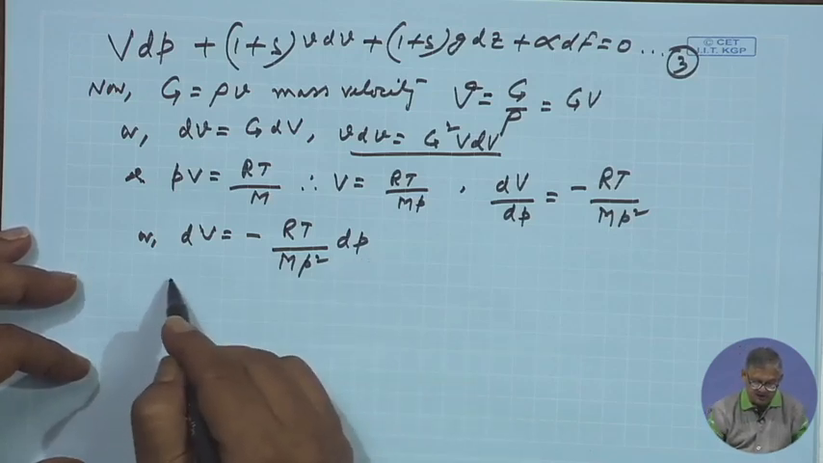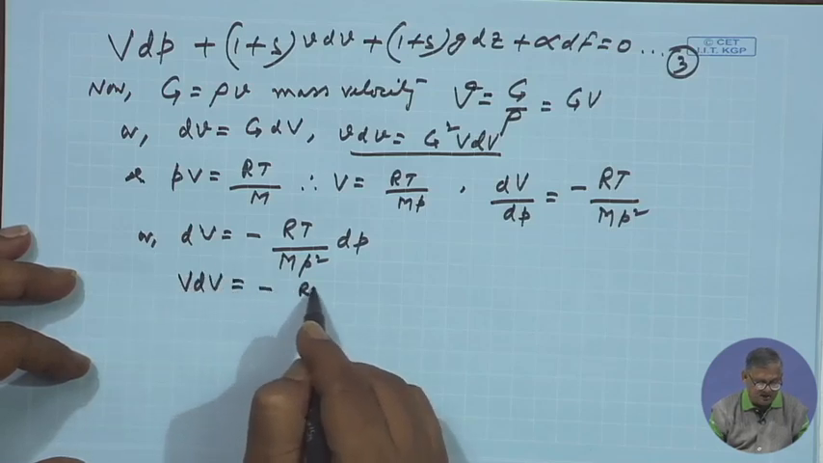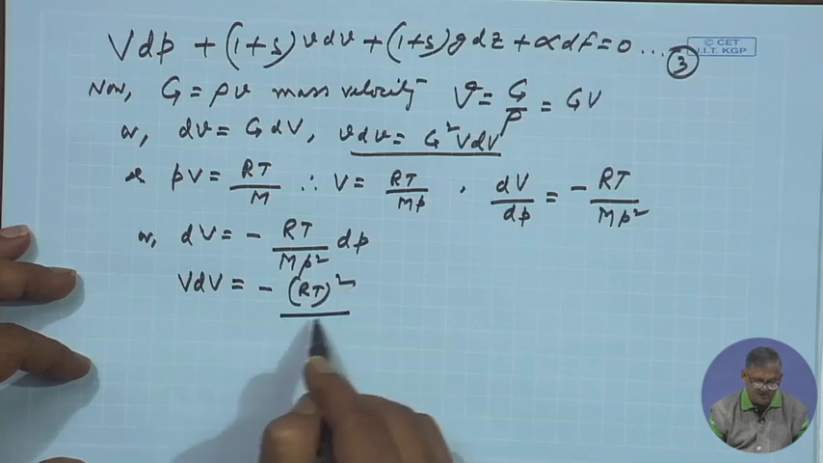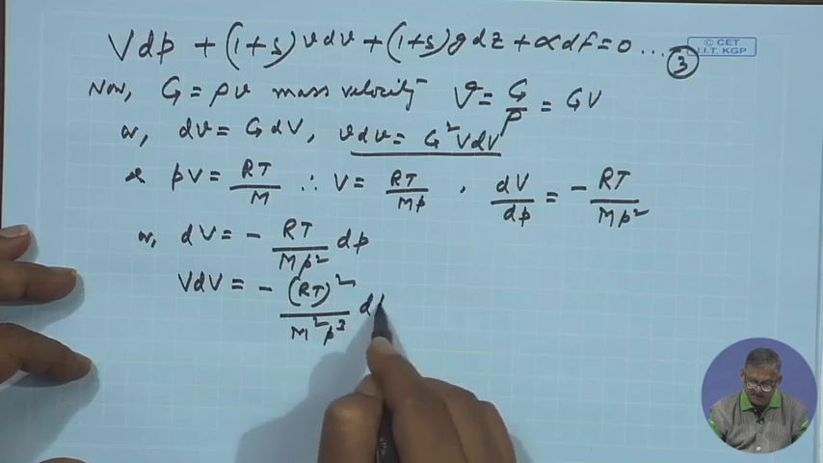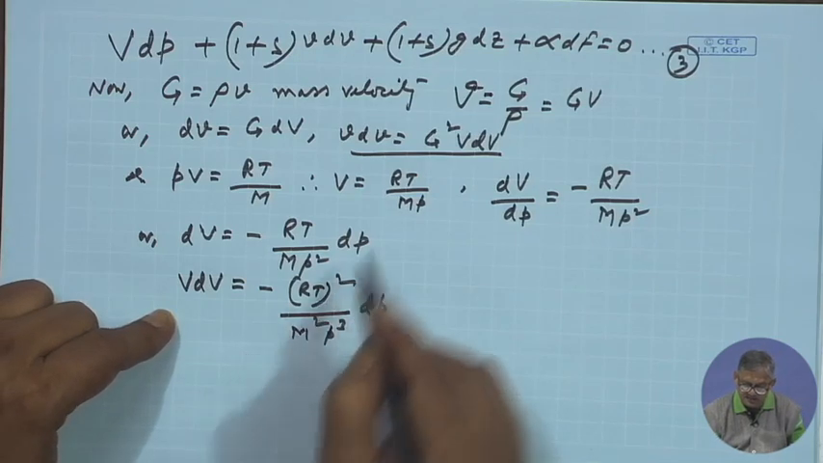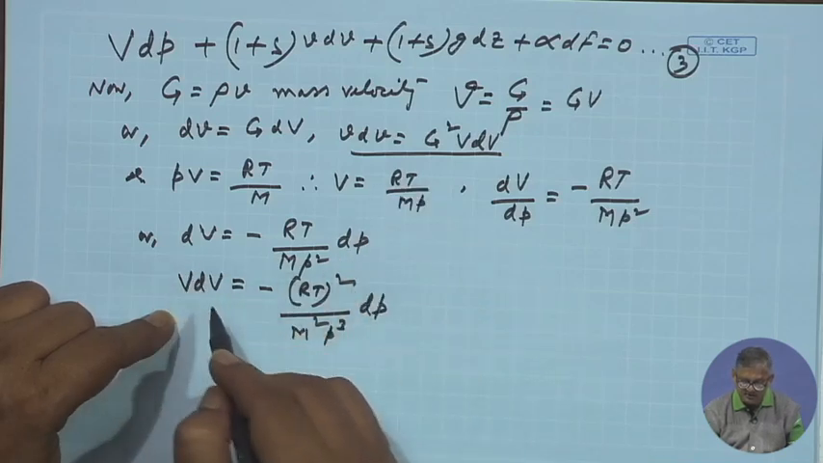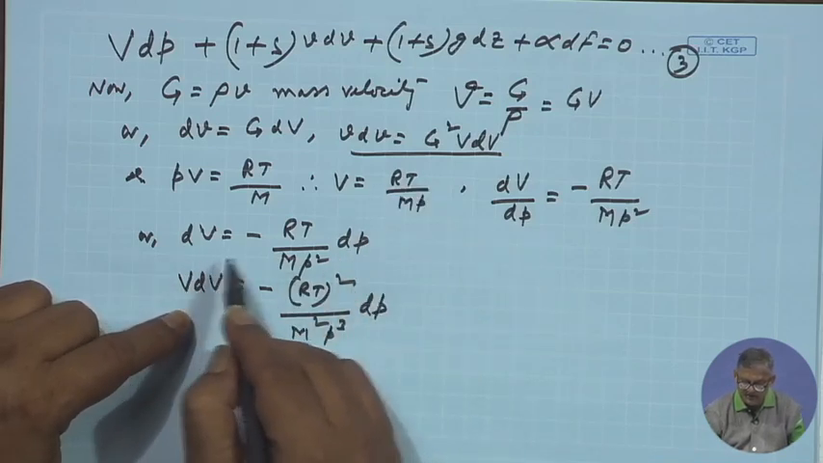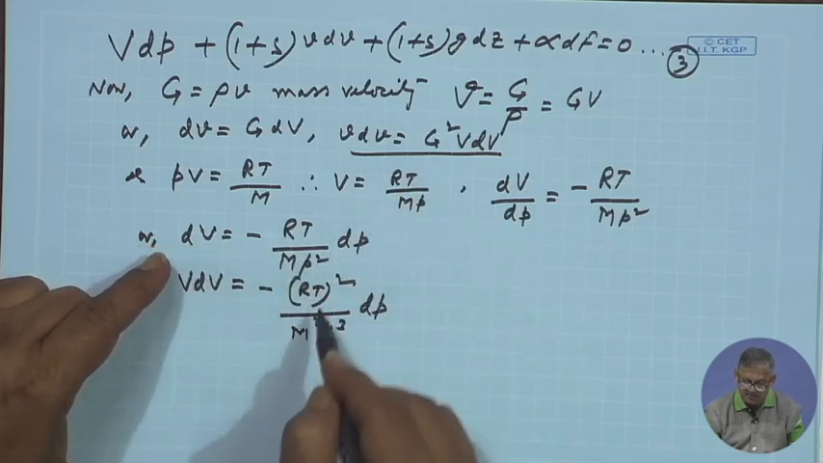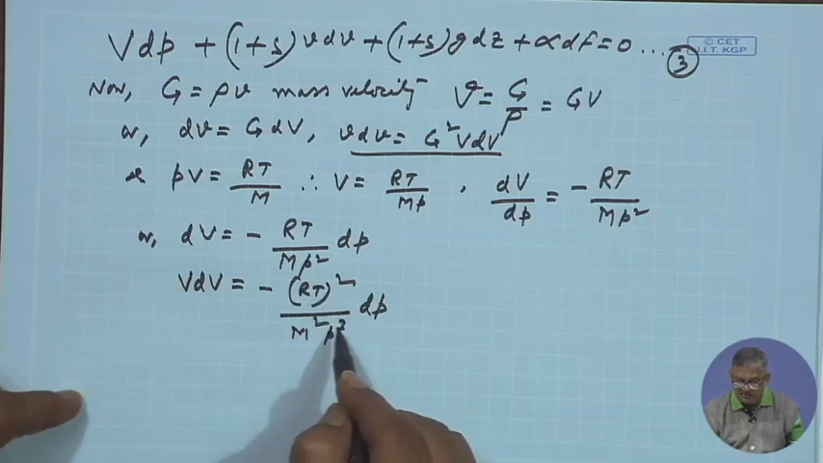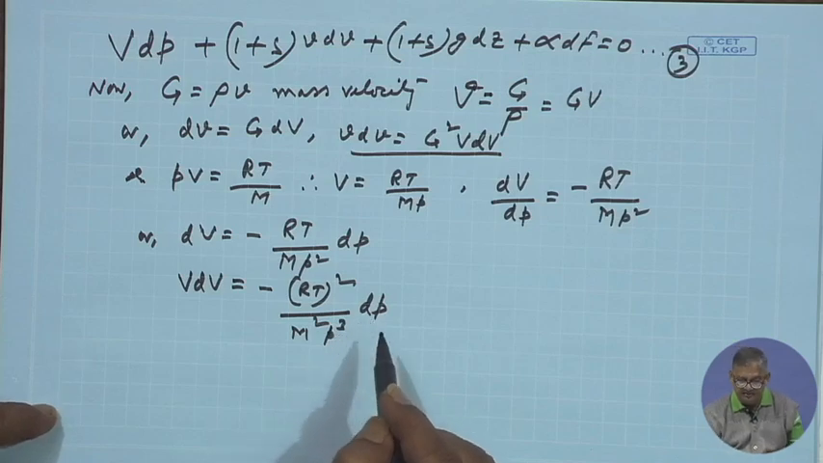Therefore, we can write V dV is equal to minus RT squared over M squared P cubed dP. This is by substituting the value of V equals RT by MP, right. So, if we substitute, the dV value is this, with V times, so RT by MP squared. So, this becomes squared, and this was squared already. So, it is cubed dP, right.